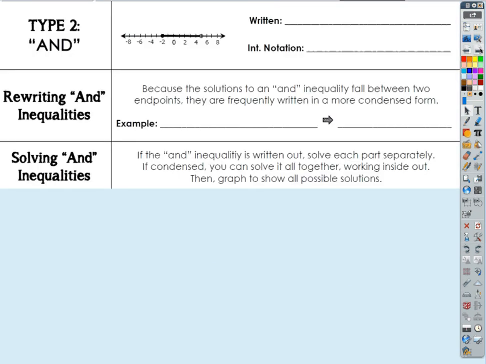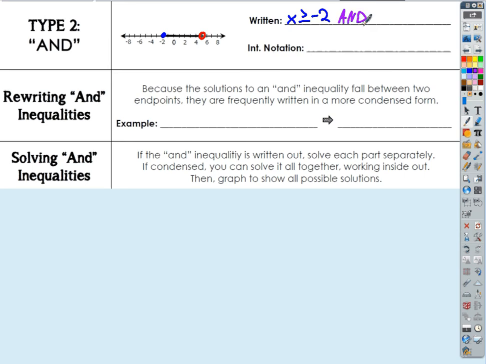The same thing is true for an and situation. So I've got this left endpoint, which we'll call blue, the right endpoint that we'll call red, and we're shading everything in between. So what's the inequality that corresponds to the left endpoint at -2? How would I say that? X is what? Greater than or equal to -2. Good.